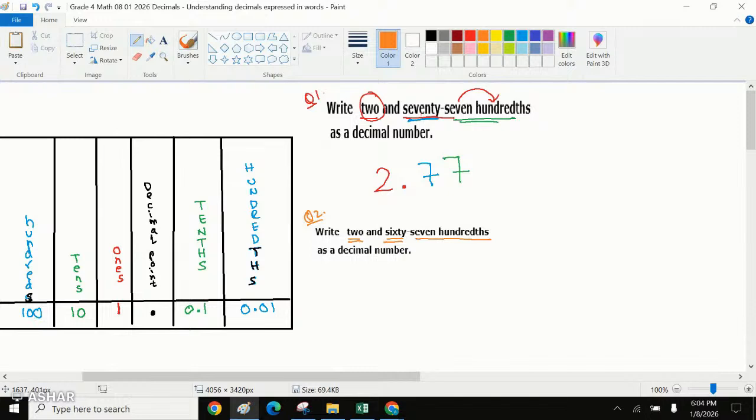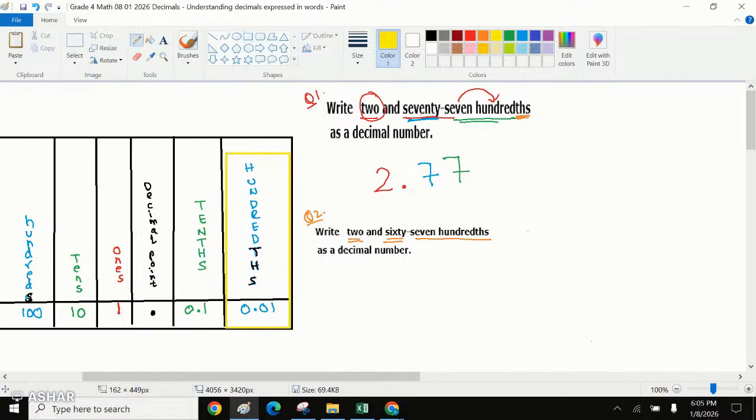Hi everyone, welcome to the class. Let's look at these questions. Question number 1 said 2 and 77 hundredths, right? The 7 goes with the hundreds. And whenever a word ends with THS, that means it's one part of 100, right? We know it from the grid.